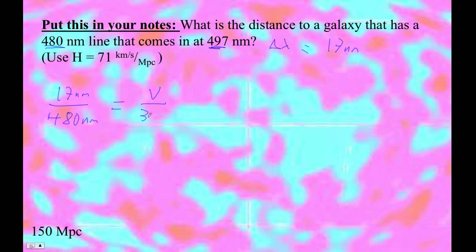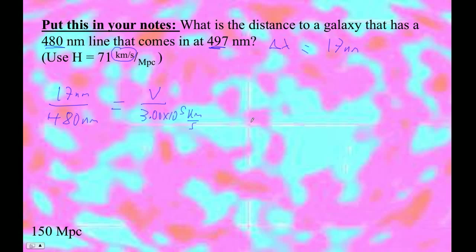And since we're dealing with kilometers per second, I'm going to use 3.00 times 10 to the 5th kilometers per second. And now I'm set. So let's go 17 divided by 480 times 3e5.